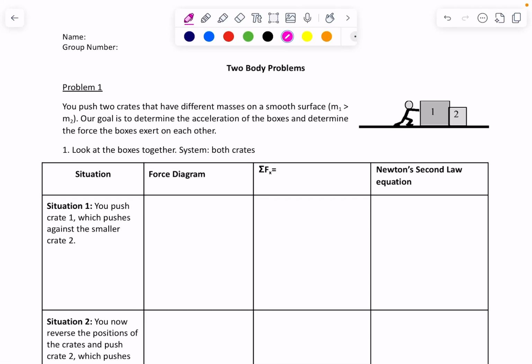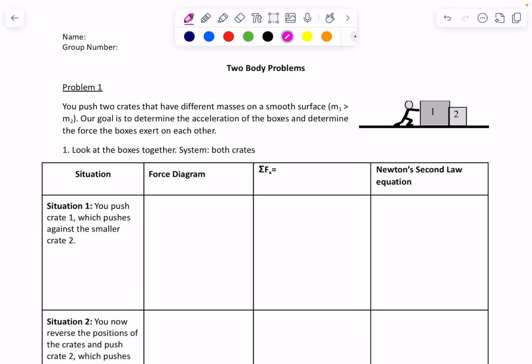Hi everybody, in this video I'm going to go over two body problems. These are problems that involve two objects of interest and we're looking at the forces exerted on them. So here in the situation we have, you push two crates that have different masses on a smooth surface. M1 is greater than M2. Our goal is to determine the acceleration of the boxes and determine the force the boxes exert on each other.